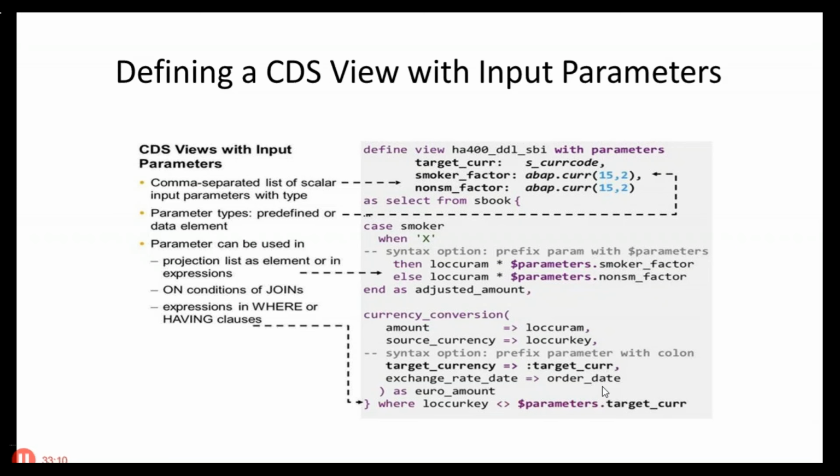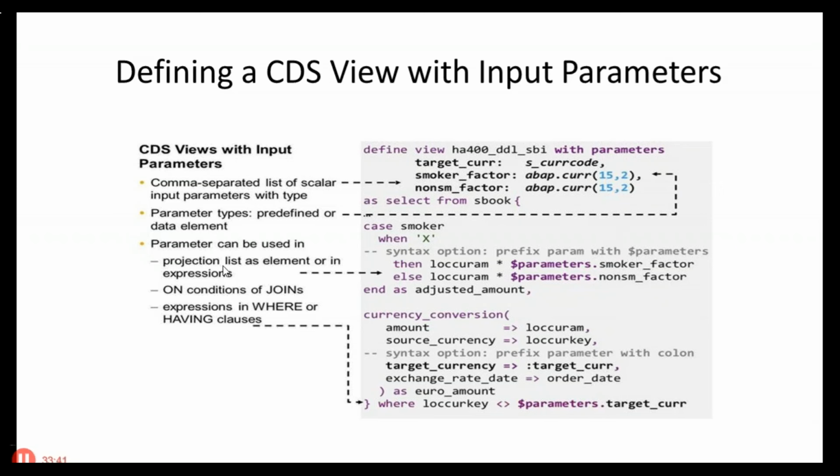So in this, we can have this comma separated list of scalar input parameters with type. So here 15 comma 2 means we have the ABAP dot currency, which will have this 15 length and 2 decimals. So these are the things that we can have. The length can be defined in this way. So parameters can be either predefined or data element. Okay, we can also give the data element as well.